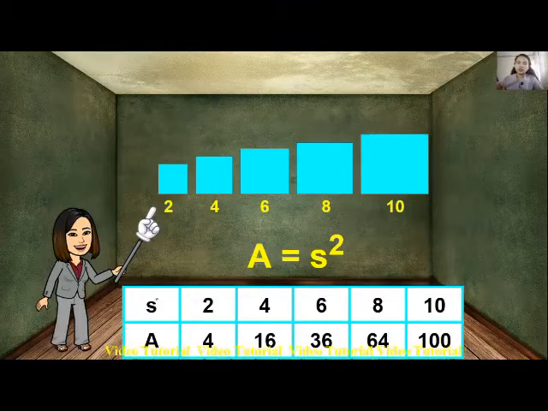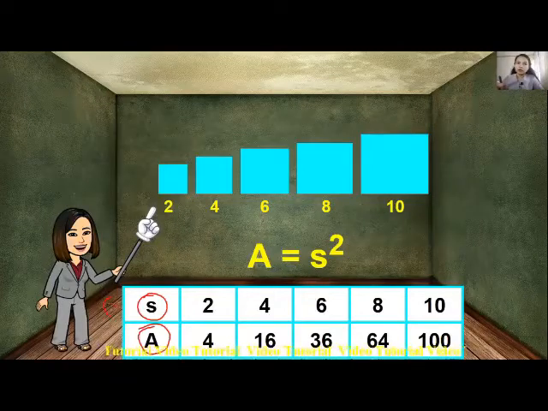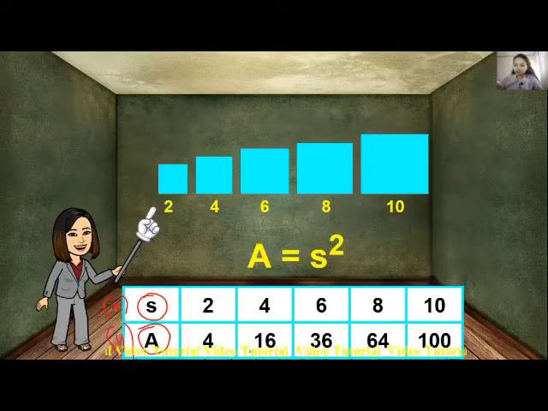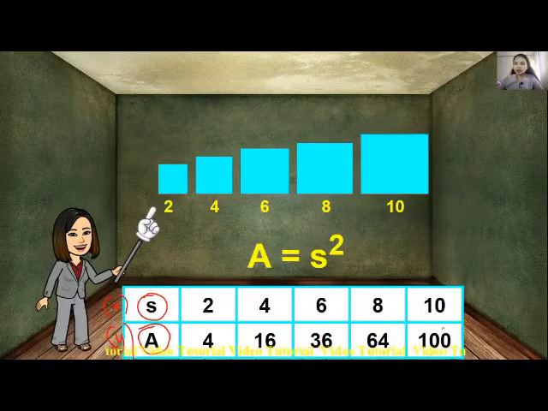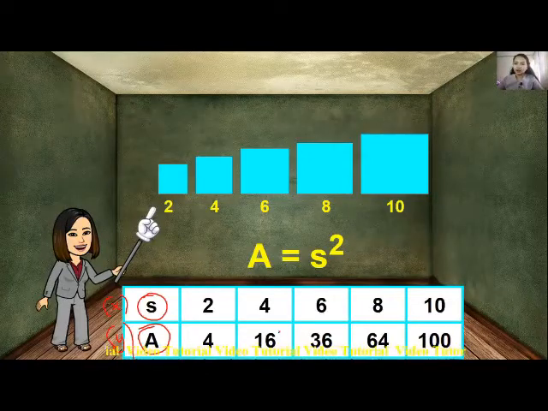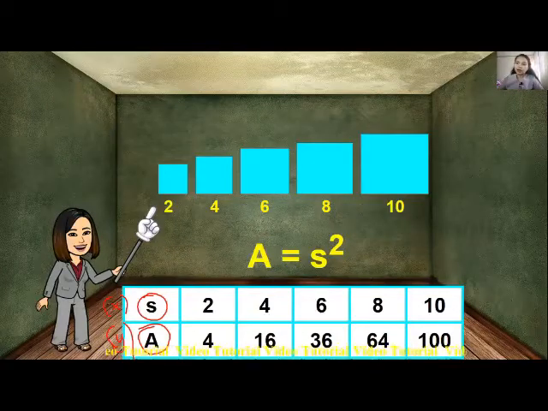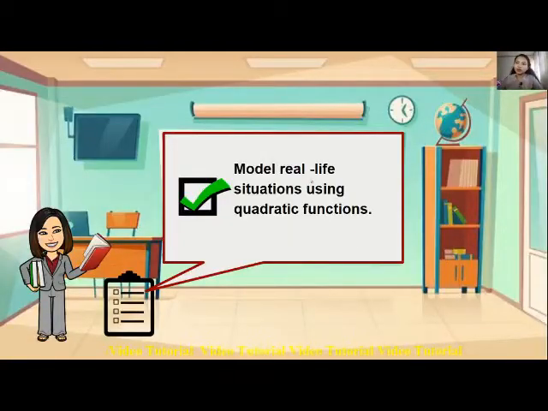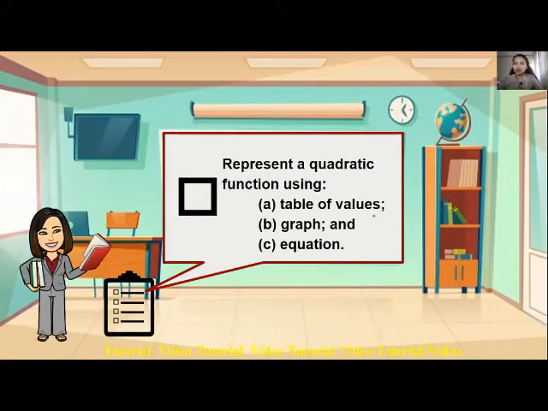As you can see, these are the variables s and a, which can be denoted as the variables x and y. So these are the values or the areas of the tiles. So we have helped Mr. Rivera to find out what are the areas of the tiles through modeling quadratic function in real life. So we have already achieved our first MELC. Let's proceed with our next.